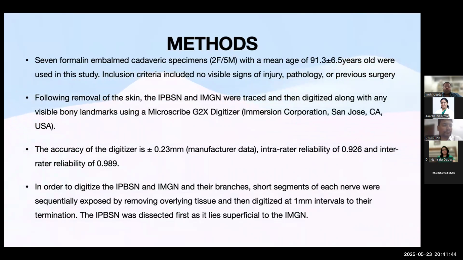In order to digitize the infrapatellar branch and inferomedial genicular nerve and their branches, short segments of each nerve were sequentially exposed by removing overlying tissue and then digitized at 1 millimeter intervals through their termination. The infrapatellar branch was dissected first as it lies superficial to the inferomedial genicular nerve.